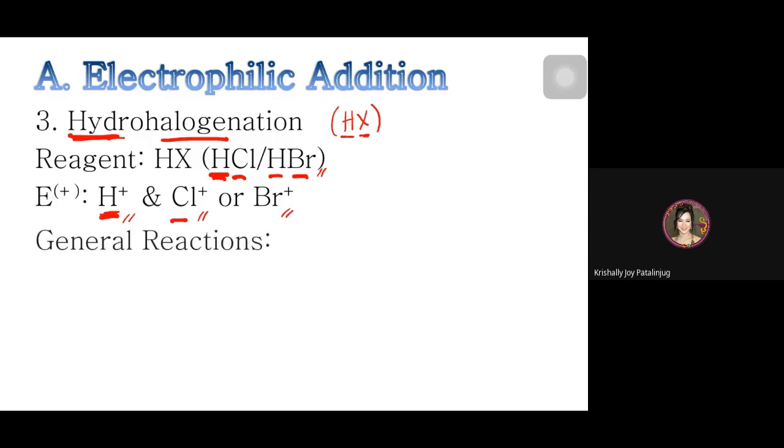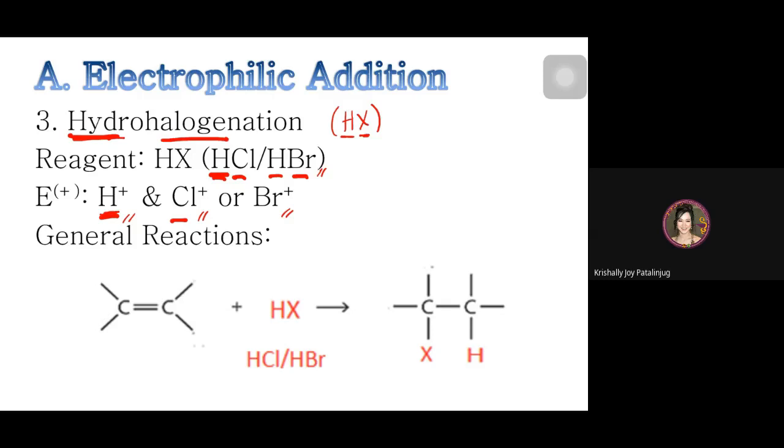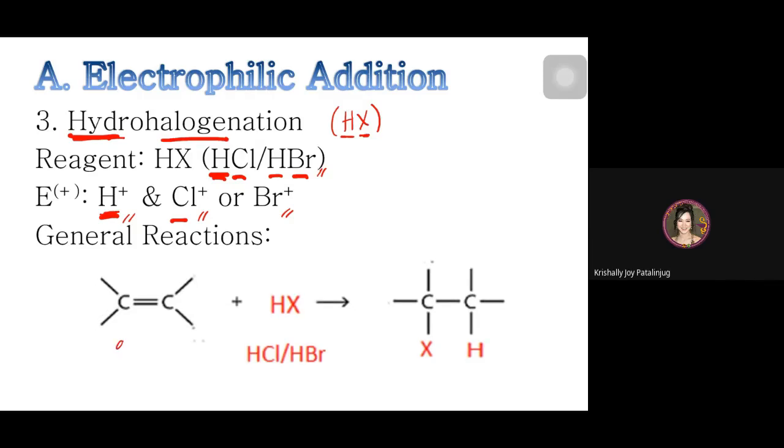So, this would be the general reaction. Okay? You have an alkene, any alkene. In any alkene, the reactive site is the carbon-to-carbon double bond. Now, upon addition of a hydrohalogen, it could be hydrogen chloride or hydrogen bromide.